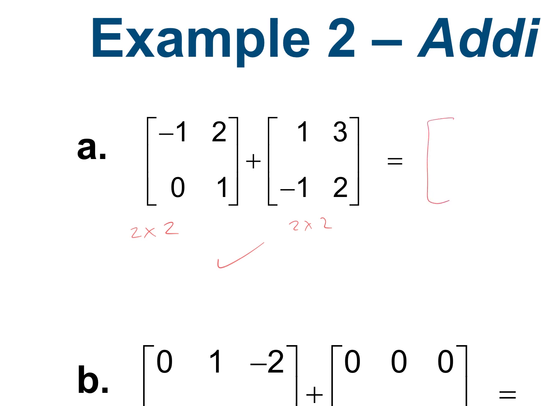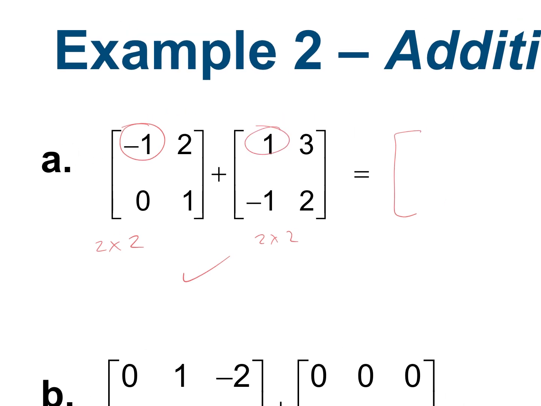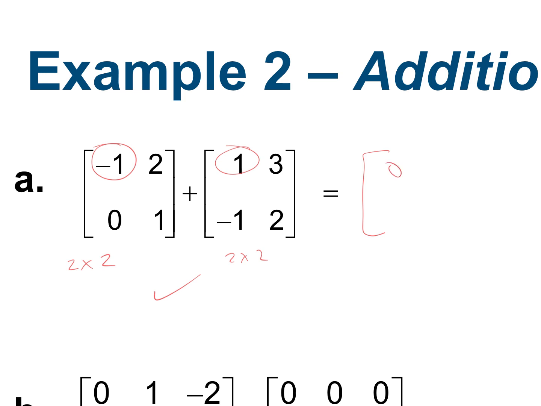Question? All right, so this is how we do it. This is how easy it is. You take the top left from one of them with the top left of the other one. What's -1 plus 1? 0. Okay? Now, it doesn't matter if you go left or right, up and down, but I'm going to just go here. I'm going to say top right with top right. What's 2 plus 3? Okay. Now I'm going to say bottom left with bottom left. What's 0 plus negative 1? And then bottom right, what's 1 plus 2? And there's your answer.